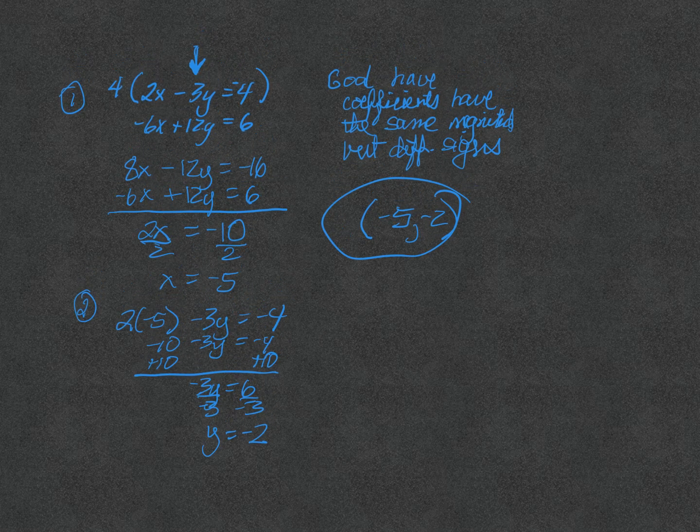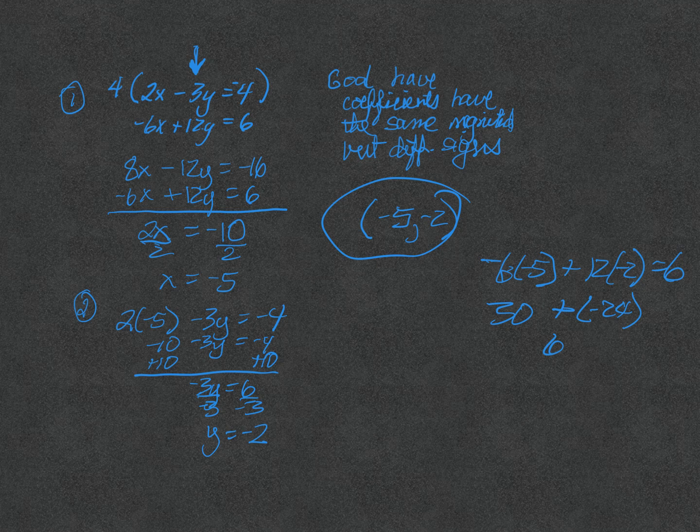And so what I want to do then is check it in the other equation. So the other equation is negative 6 times negative 5 plus 12 times negative 2. Is that equal to 6? And so this is 30, a negative times a negative, 30, plus a negative 24, which is equal to 6. So it checks. So I now know I've done it correctly.